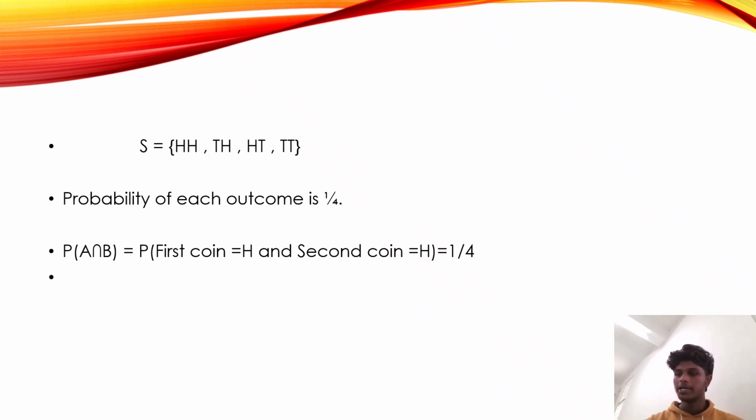Example: independent coin tosses. Event X: getting a head in the first toss, P of X equal to 1 by 2. Event Y: getting a tail in the second toss, P of Y equal to 1 by 2. Joint probability: P of X intersection Y equal to 1 by 2 into 1 by 2, that equals 1 by 4.